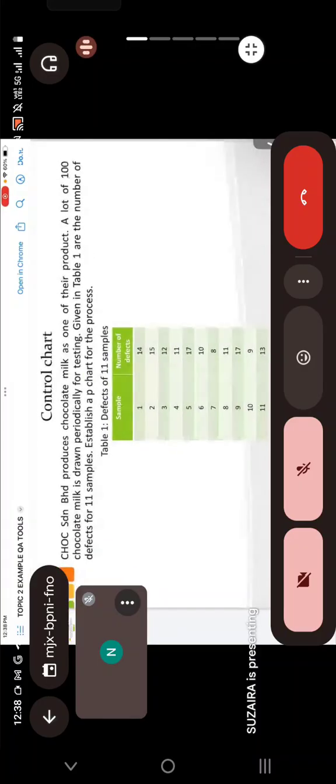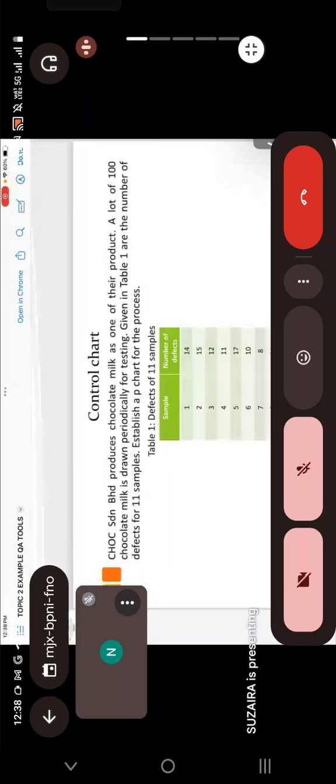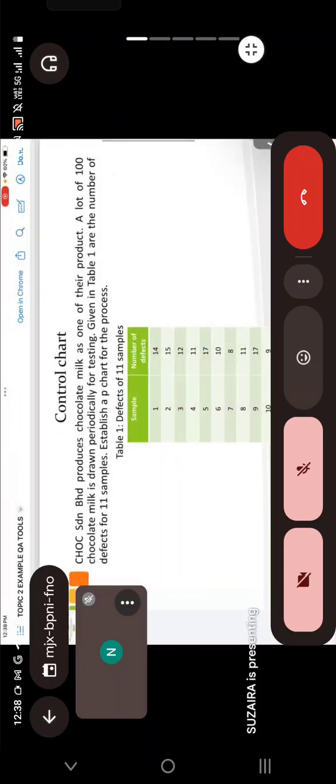Okay, I have two questions. I have two case studies for you to work on. Number one, this one. Okay, this one is fine. We have the control chart. Okay, Chocolate Sendirian produces chocolate milk as one of their products. So a lot of 100 chocolate milk is run periodically for testing. It's very straightforward, this question is easy. So probably please do this as the exercise, okay, later.